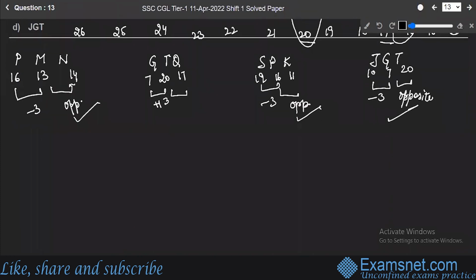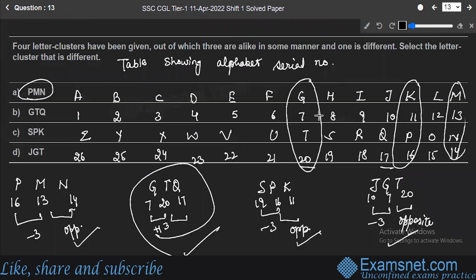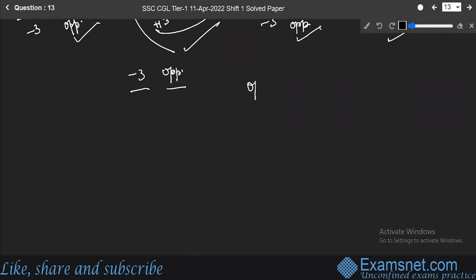That is, they are having -3 between the first two alphabets and opposite relationship between the last two alphabets. Only this GTQ is the one which is not following this pattern. So this is the odd one out. Let's check the options. Option B is odd one out. This is our answer. So I hope you're clear with this.